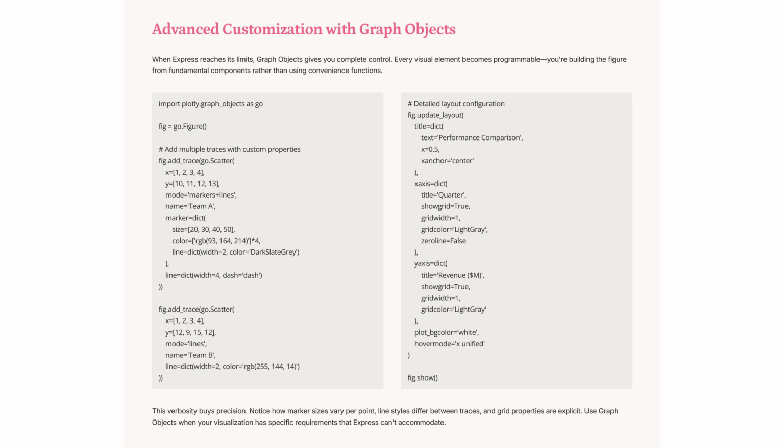Graph objects in Plotly offer unparalleled customization, allowing you to program each visual element. By adding multiple traces, you can control marker sizes, line styles, and colors. Detailed layout configurations enable precise adjustments, such as grid properties and hover modes. This approach is ideal for complex visualizations where Express's convenience functions fall short.